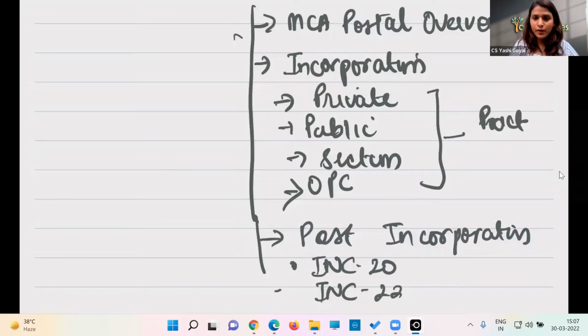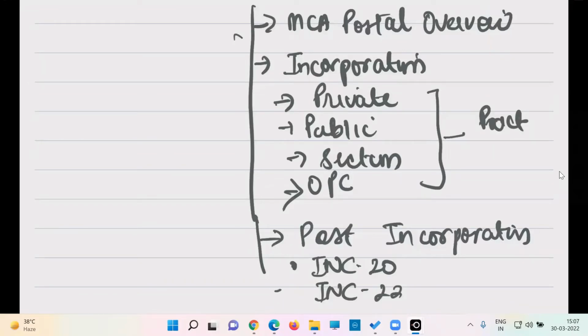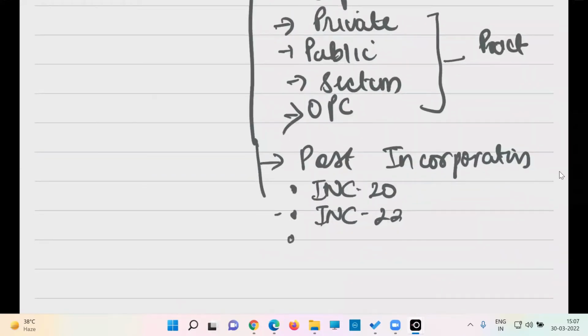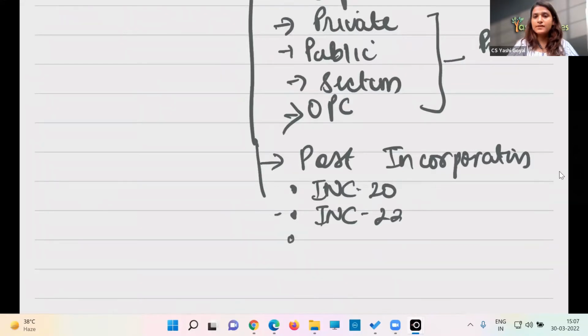Anyone? Mrityunjoy? Registered address must be the address which is mentioned in the MOA and AOA. Yes, sir, but it is not compulsory, because in the MOA the full address is not given. In the MOA, only the state is given in which the company is getting registered. Then maybe in the certificate of incorporation? In the certificate of incorporation, it is not compulsory that the registered office is there. In the certificate of incorporation, the mailing address can also be there.